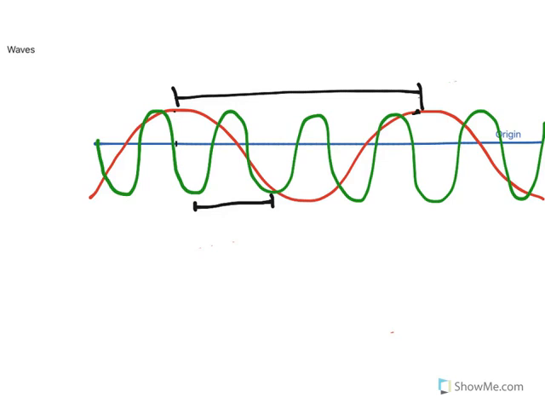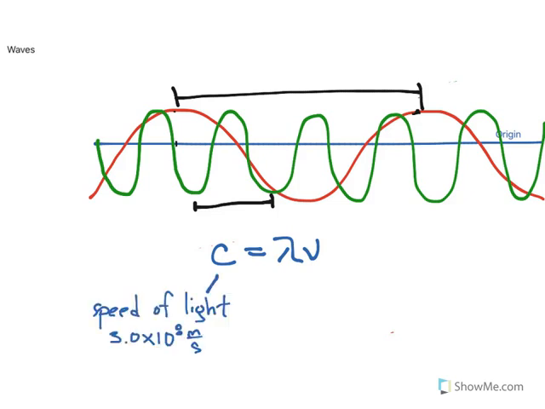All right, now there's a mathematical relationship between frequency and wavelength, and it's this relationship right here. c is equal to lambda times nu, right? So in this case, the speed of light is 3.0 times 10 to the 8 meters per second. That's about 8 times around the Earth in 1 second, so it's pretty fast. This value is equal to the product of the wavelength and frequency of any wave.